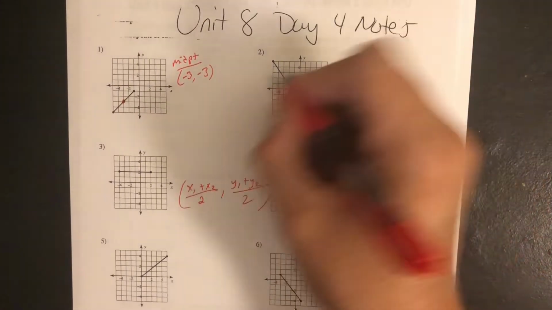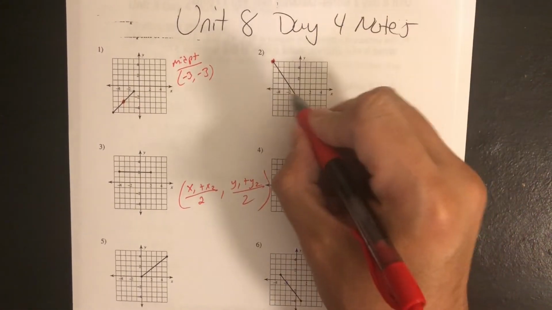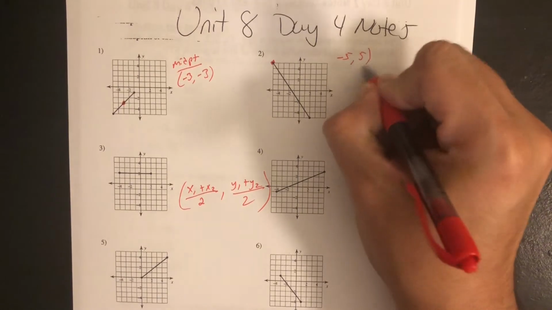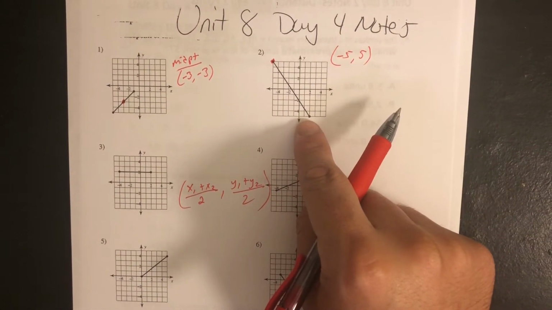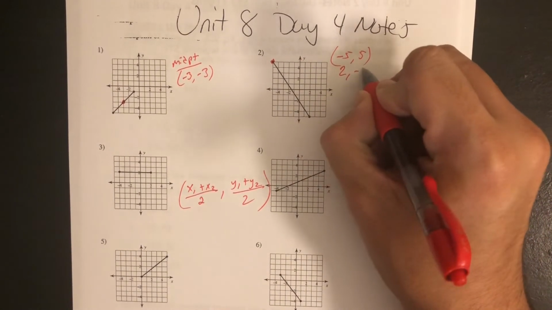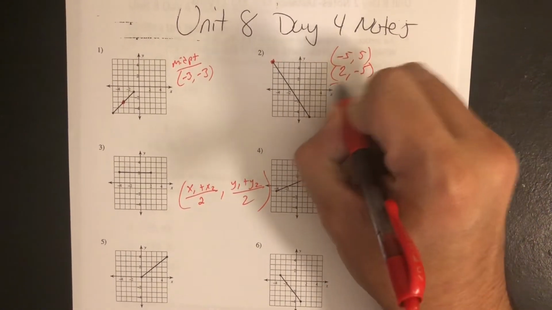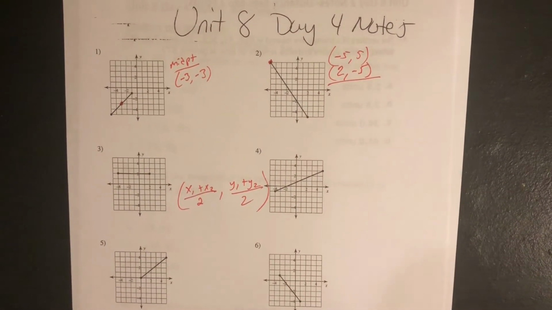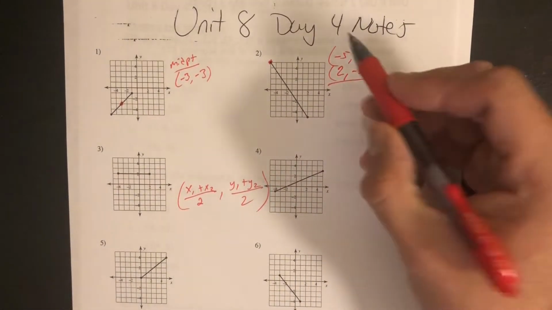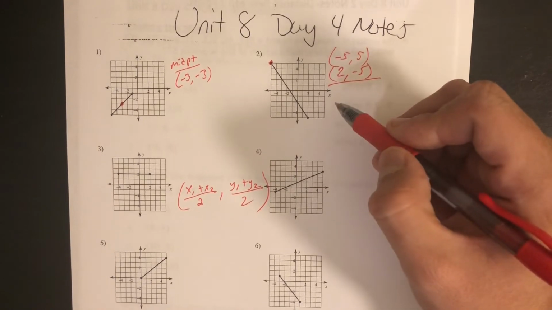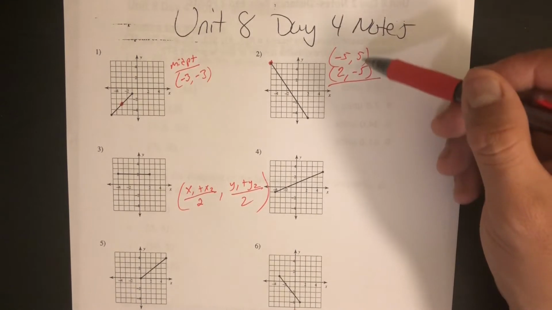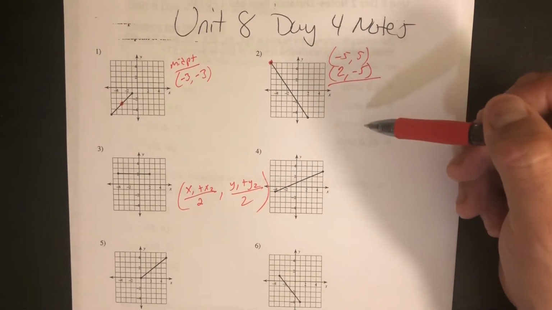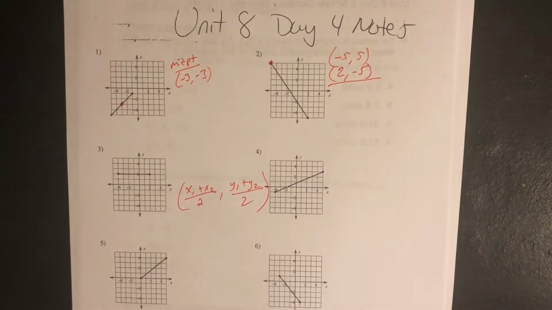So what I'm going to do is write down my two endpoints. The first one is (-5, 5), okay? The next one is (2, -5). So there's my two endpoints. So basically this idea says that if we add our x's together and divide by 2, that is going to give me the x value of the midpoint. If I add the y values together and divide by 2, that will give me the y value of the midpoint. So let's start off with the x's.